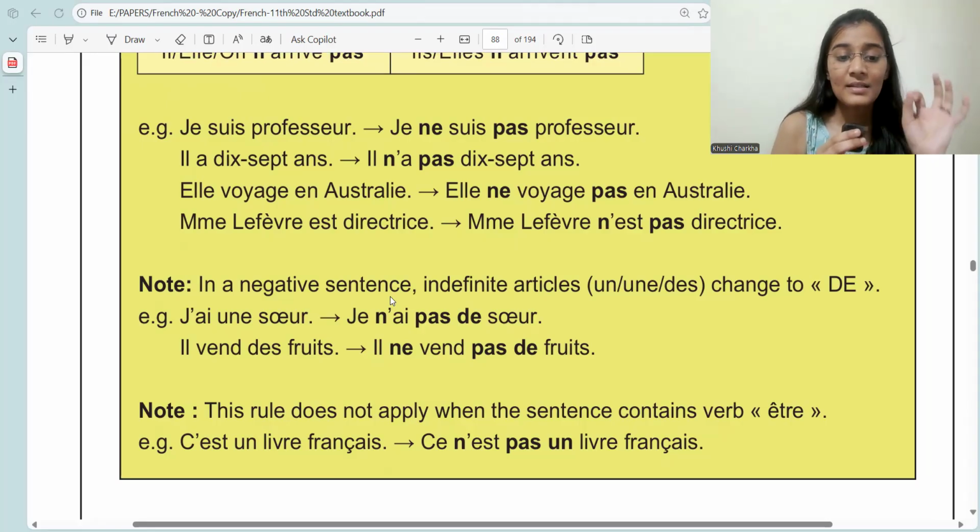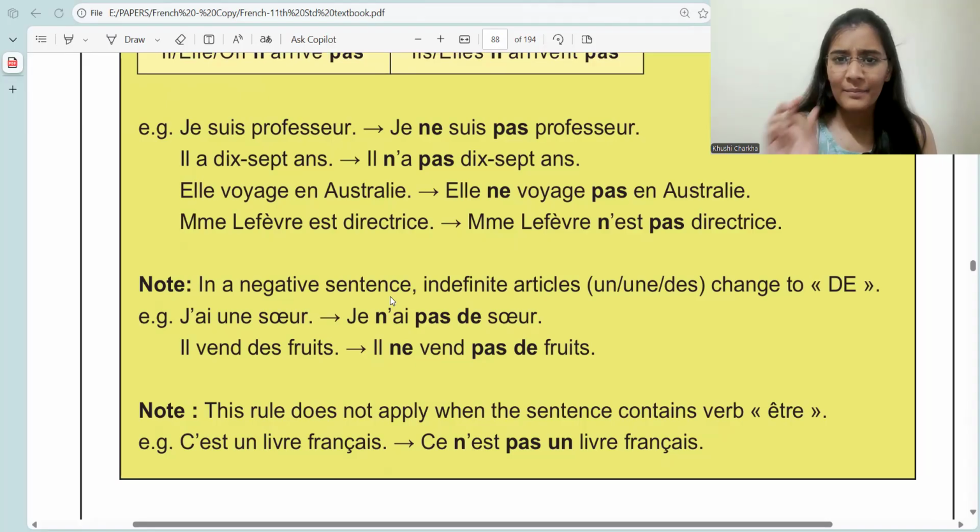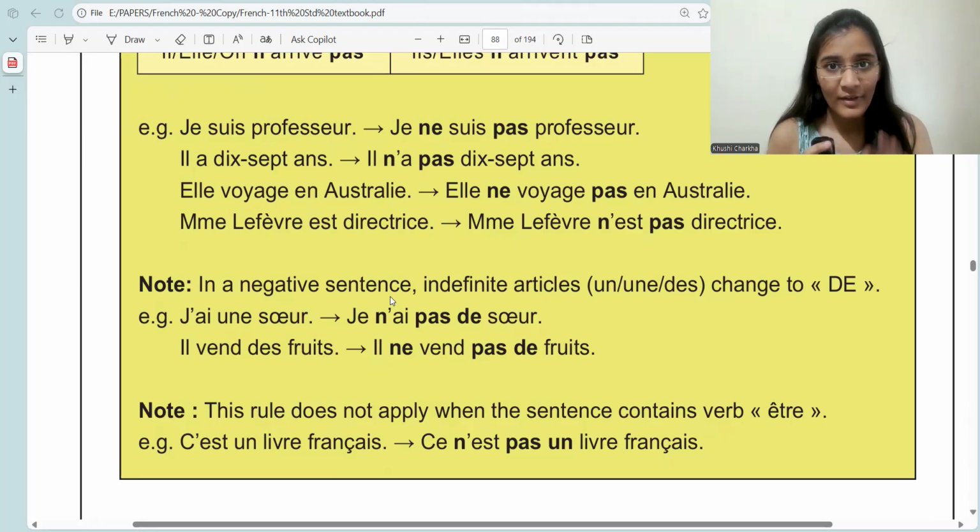Example. C'est un livre français. This is a French book. So, ce n'est pas un livre français. The verb here is est, which is from the verb être. So we'll add ne and pas as usual, and since it begins with a vowel, we'll make it an apostrophe. But un will remain the same in the negative sentence also, since this sentence contains the verb être. So the final answer becomes ce n'est pas un livre français.